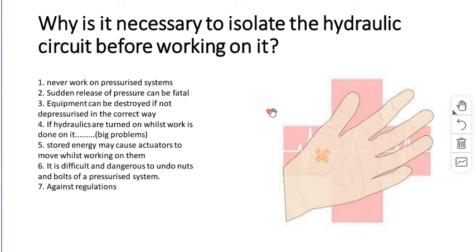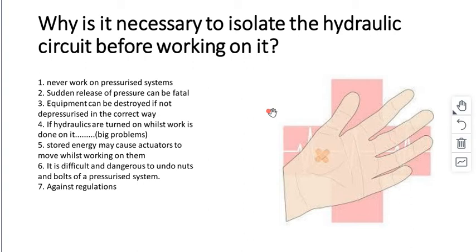It can kill you. It's not unheard of for people who did not understand how accumulators work to get killed in the process of swapping them, changing them. So again, you have to be very, very careful with pressurized systems. Equipment can be destroyed if not depressurized in the correct way. Very, very important as well.